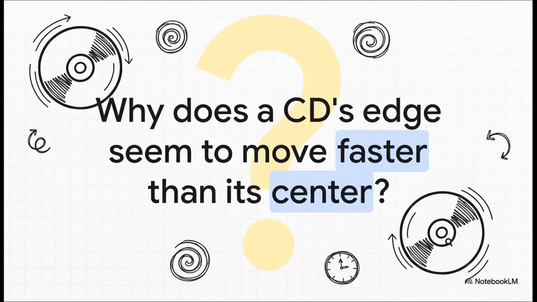Okay, to get our heads around this, let's start with something familiar, a spinning CD. If you really look at it, a spot on the outer edge looks like it's just blazing around, right? But then a spot right near the center label, it's barely crawling. So how is that even possible? They're both stuck to the same solid disk. That's the puzzle we're going to solve today.